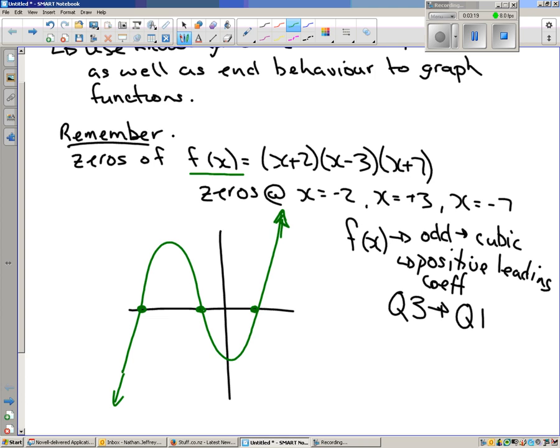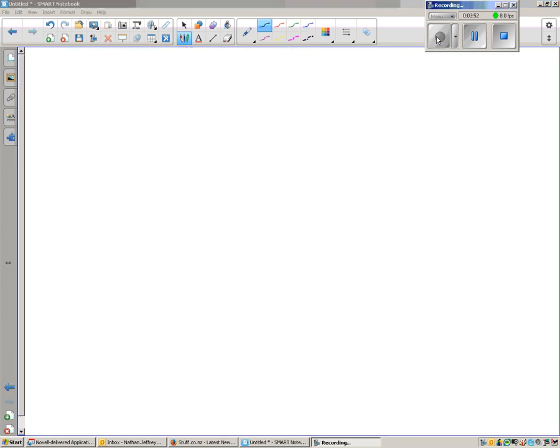Now this is going to give us an approximation of the graph. If we expanded out these brackets, we could easily find the y-intercept. If we wanted to plug in other points, we could figure out what some other points are, but we already know that we have the points negative 7, 0, negative 2, 0, and 3, 0. We could find the y-intercept if we need. We have a sketch of that graph. So our first example was pretty straightforward.